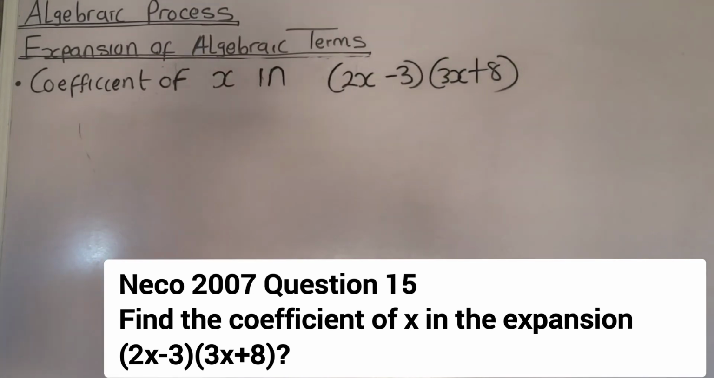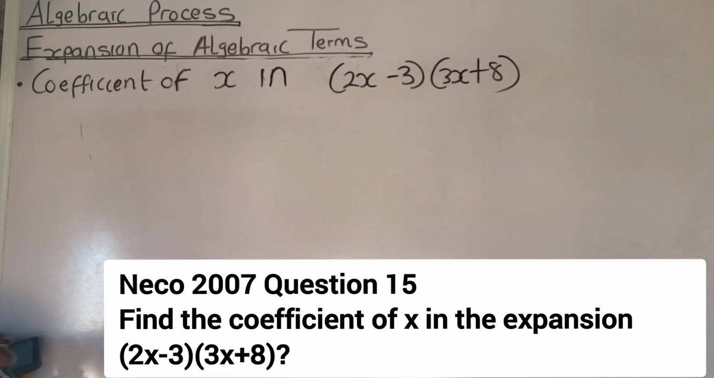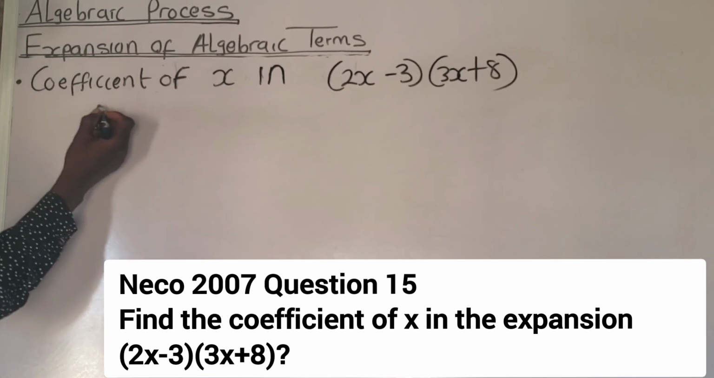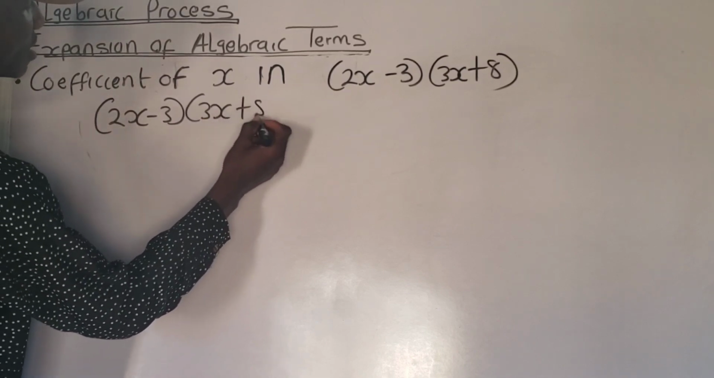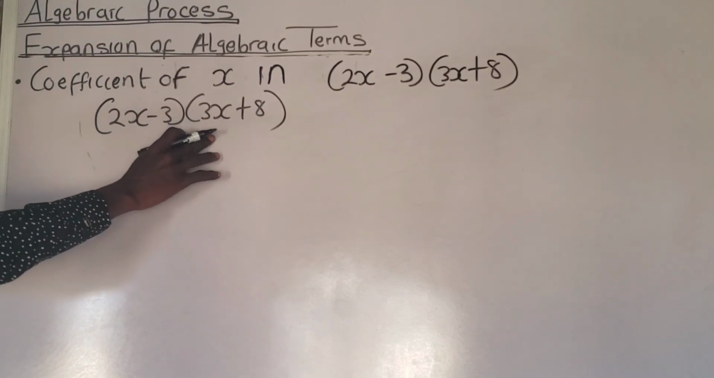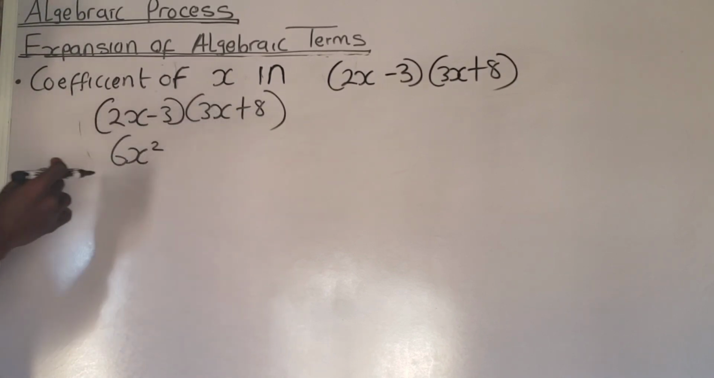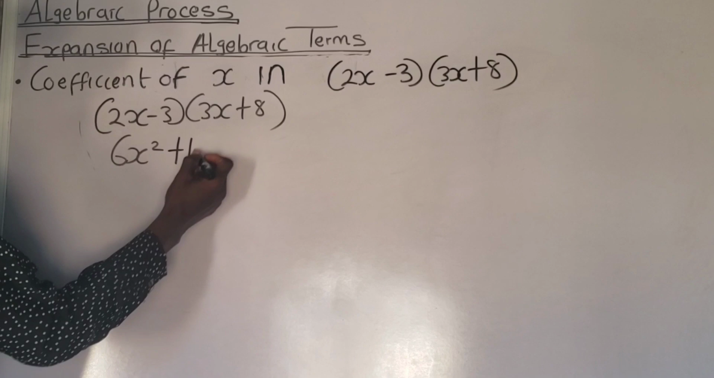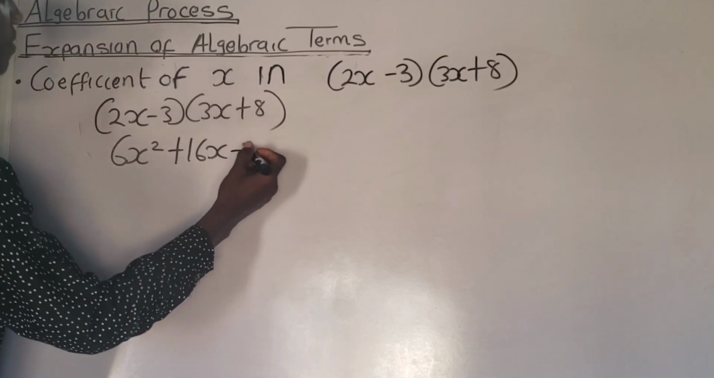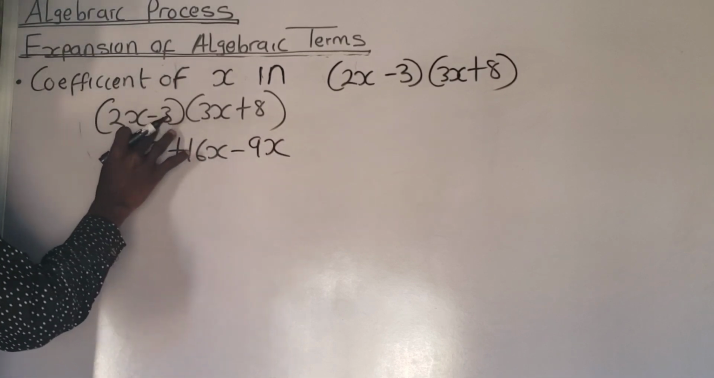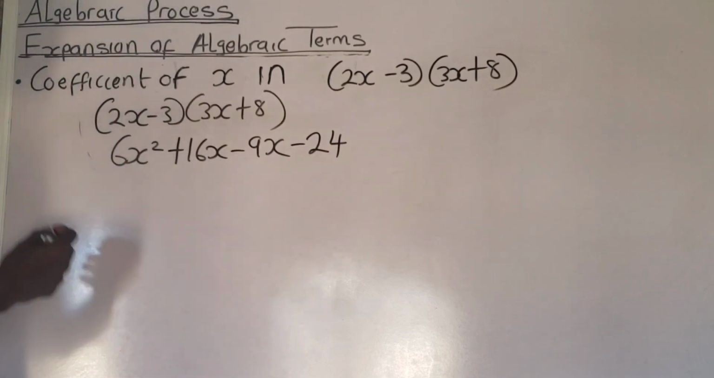Okay, the next question, we are asked to find the coefficient of x in 2x minus 3 multiplied by 3x plus 8. So let us expand the bracket. 2x minus 3 multiplied by 3x plus 8. 2x multiplied by 3x, that will give us 6x squared. 2x multiplied by positive 8, that will give us positive 16x. Negative 3 multiplied by 3x, that will give us negative 9x. Negative 3 multiplied by positive 8, that will give us negative 24.